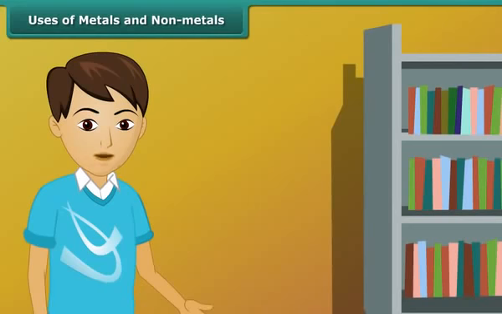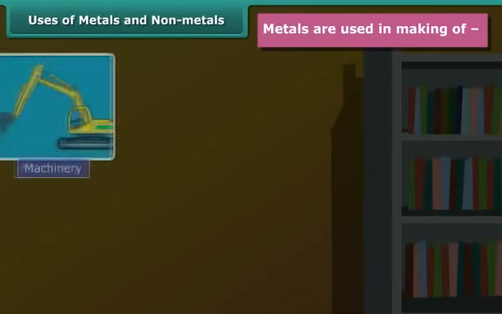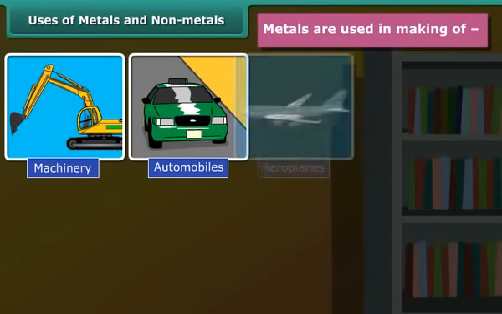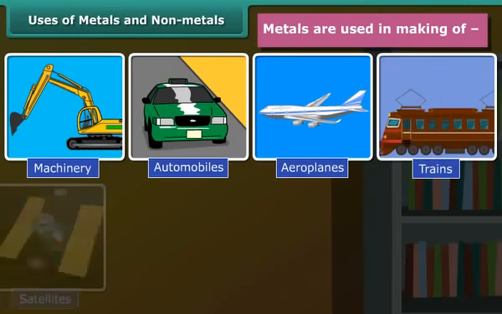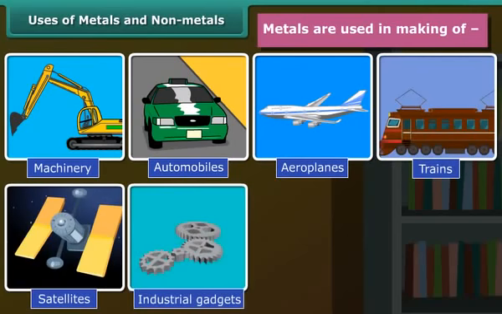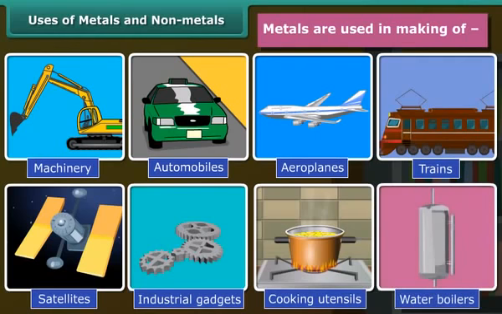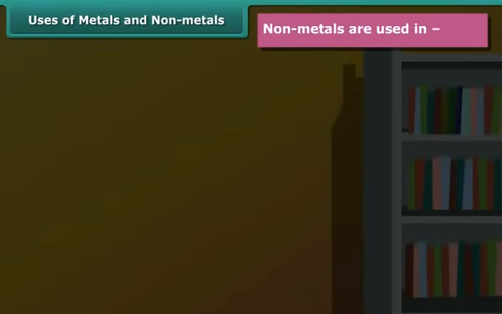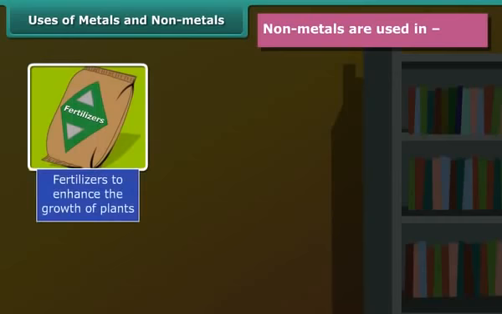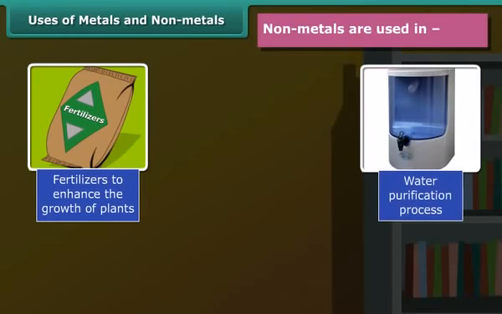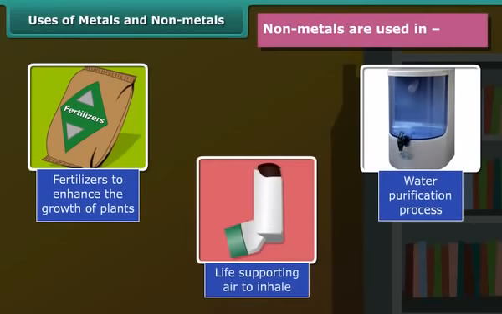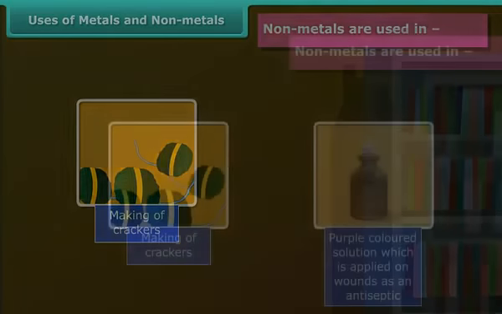As we know that metals are hard in nature, so they are used in making machinery, automobiles, aeroplanes, trains, satellites, industrial gadgets, cooking utensils, water boilers, etc. Non-metals are not so hard, so they are used in fertilizers, water purification process, life-supporting air, crackers, and other purposes.